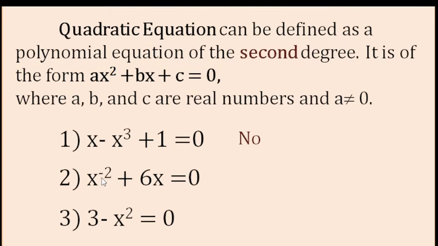How about equation number 2? x to the power of negative 2 plus 6x equals 0. Is it a quadratic equation? No. Why? Because even though we have a 2 here, it's not a positive 2, but it's negative 2. So therefore, it's not a quadratic equation. How about item number 3? Is it a quadratic equation? 3 minus x squared equals 0. Yes. Why? Because the highest exponent is 2.